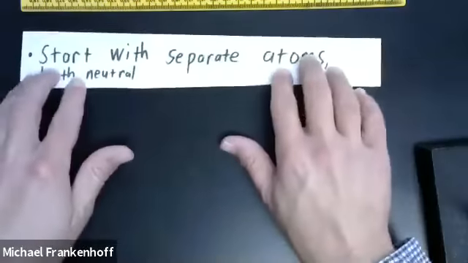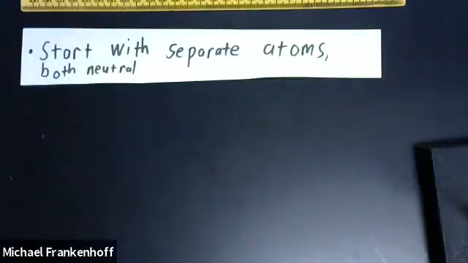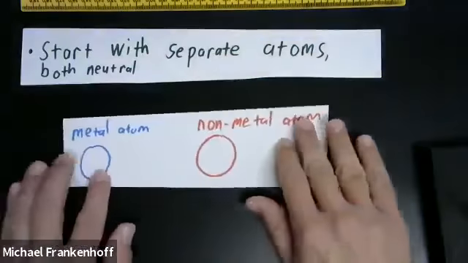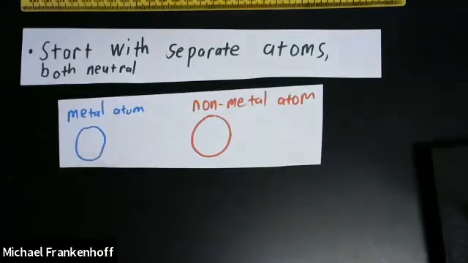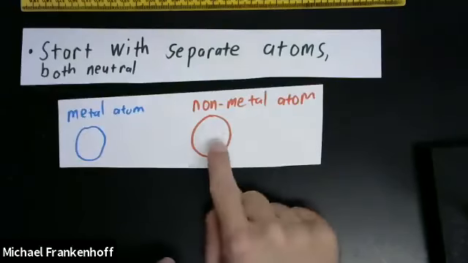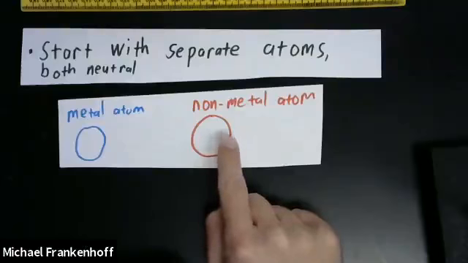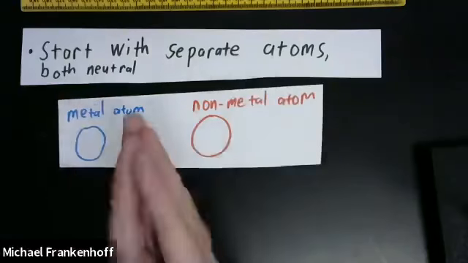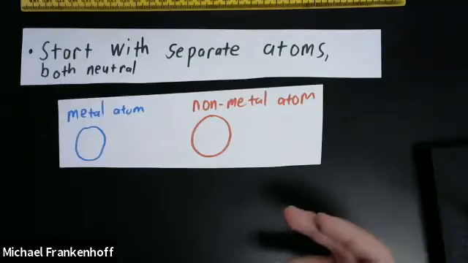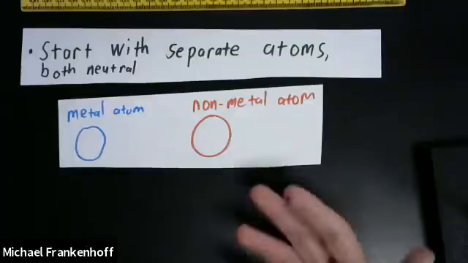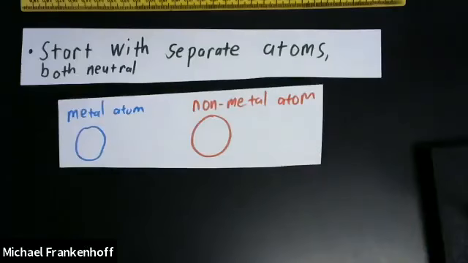The rules for why this happens are pretty simple. There's basically a starting point here. We're going to start with separate atoms, both of them neutral. Remember, one of them has to be a metal atom. Let's say this is sodium. And let's say we have a non-metal atom, and this is chlorine. We're going to join together and make sodium chloride, probably the most famous ionic compound. You probably just call it table salt. That's what sodium chloride is.